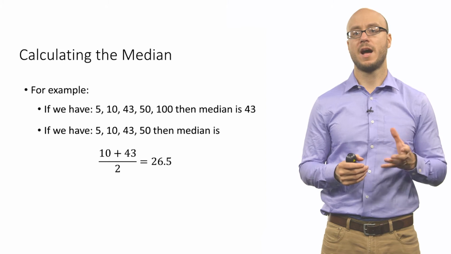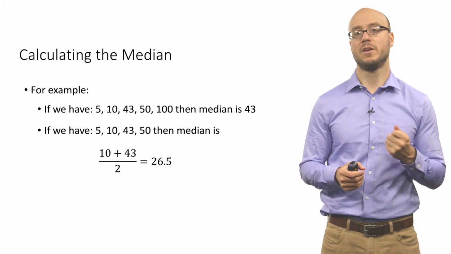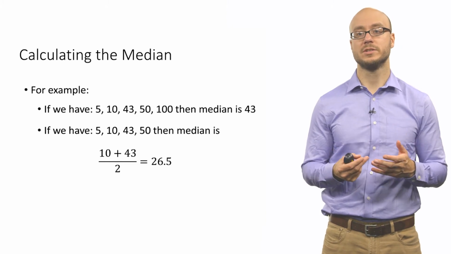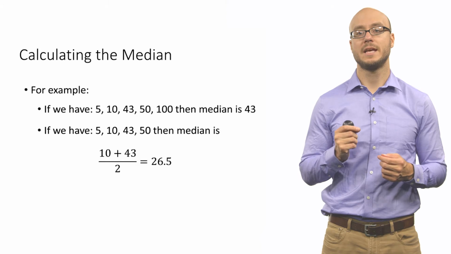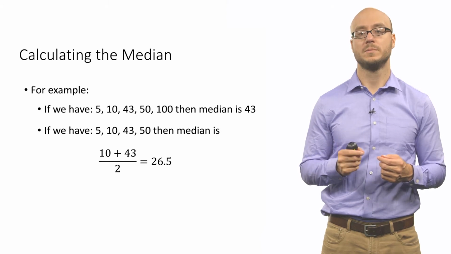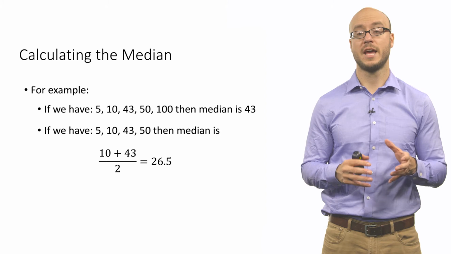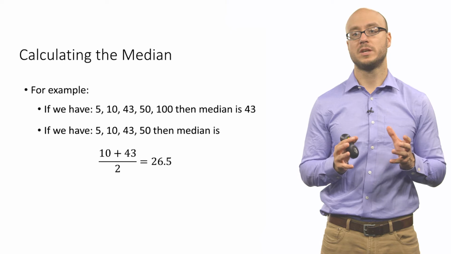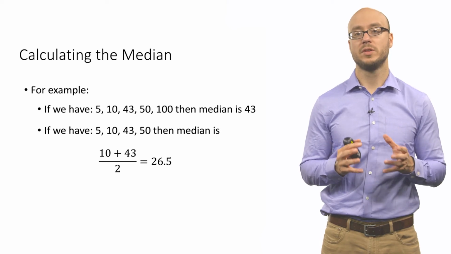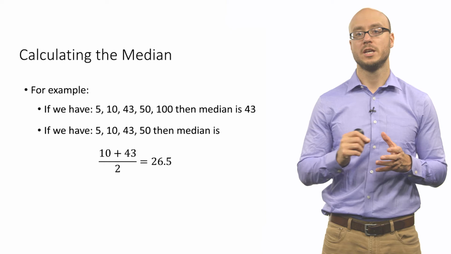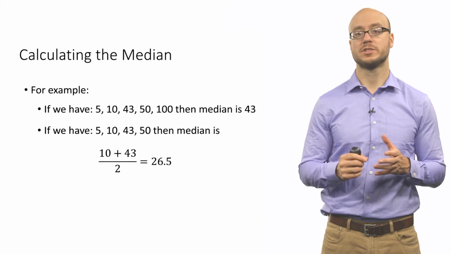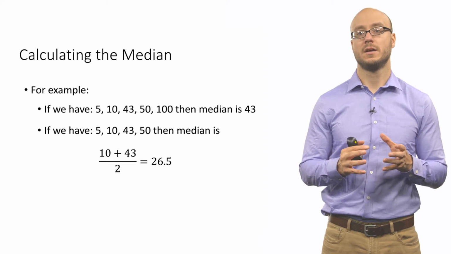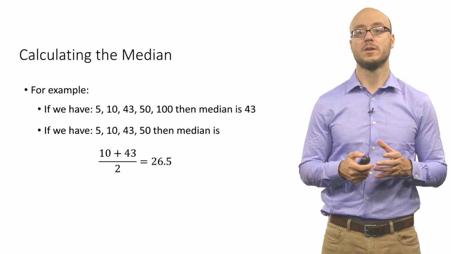But suppose we have 5, 10, 43, and 50 as our set of observations. This is an even number of observations, so the median is simply the average of the two middle observations. The two middle observations are 10 and 43, and you take the average of that and you get 26.5. Just to be clear, when calculating the median in both of these examples, you first want to order your values from lowest to highest, and then look for the two middle numbers, or the single middle number if you have an odd number of observations.